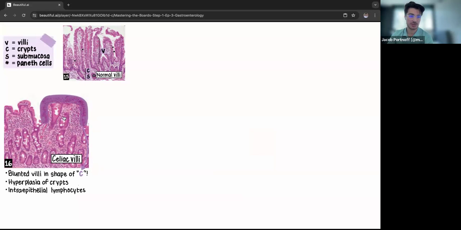You get the hyperplasia of these crypts. Look at these. Look how large these crypts are here. And then you'll get a lot of these intraepithelial lymphocytes in the lamina propria, as you can see here.